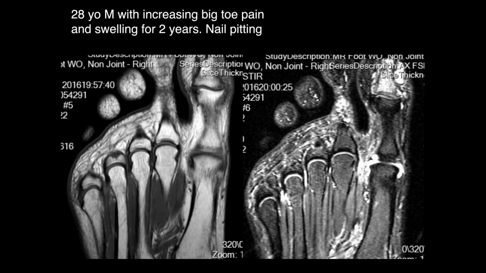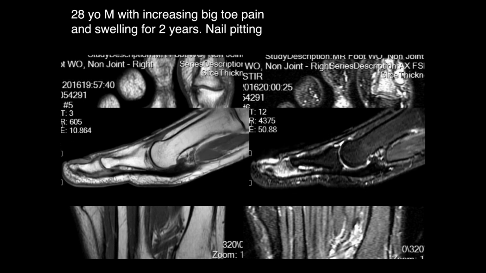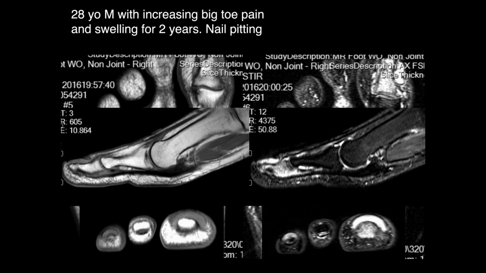All right, so 28-year-old male with increasing big toe pain and swelling for 2 years, nail pitting. This doesn't seem to be coil artifact. There seems to be increased signal of the distal phalanx of the first digit, and I think there are superficial fluid collections along the medial aspect of the distal phalanx. And there's edema extending along the plantar aspect as well. It might even involve that flexor tendon.